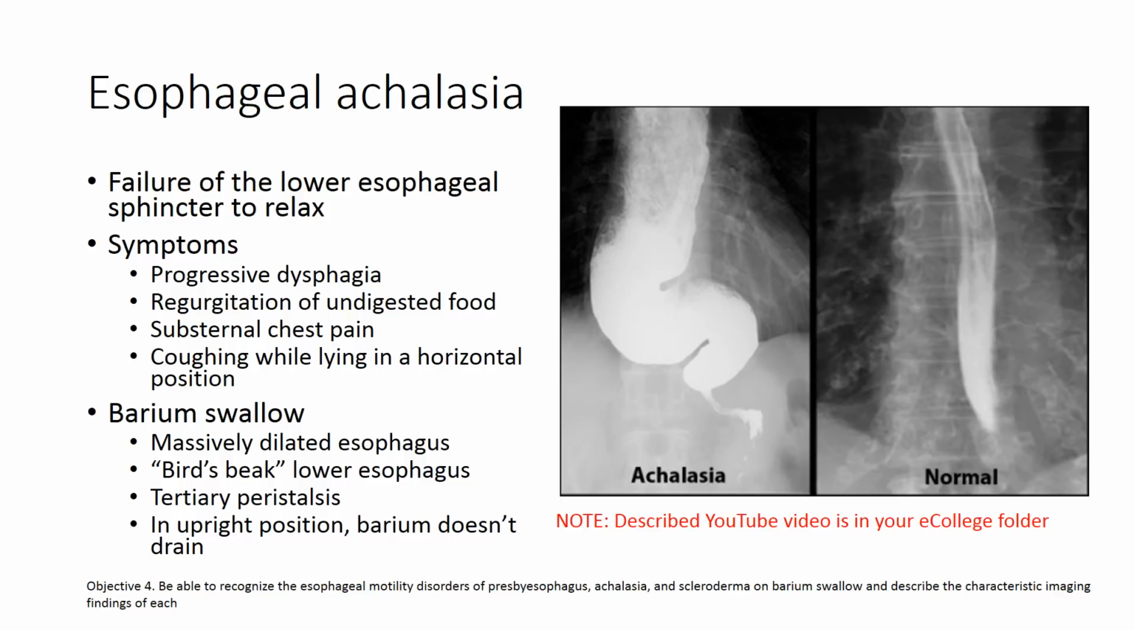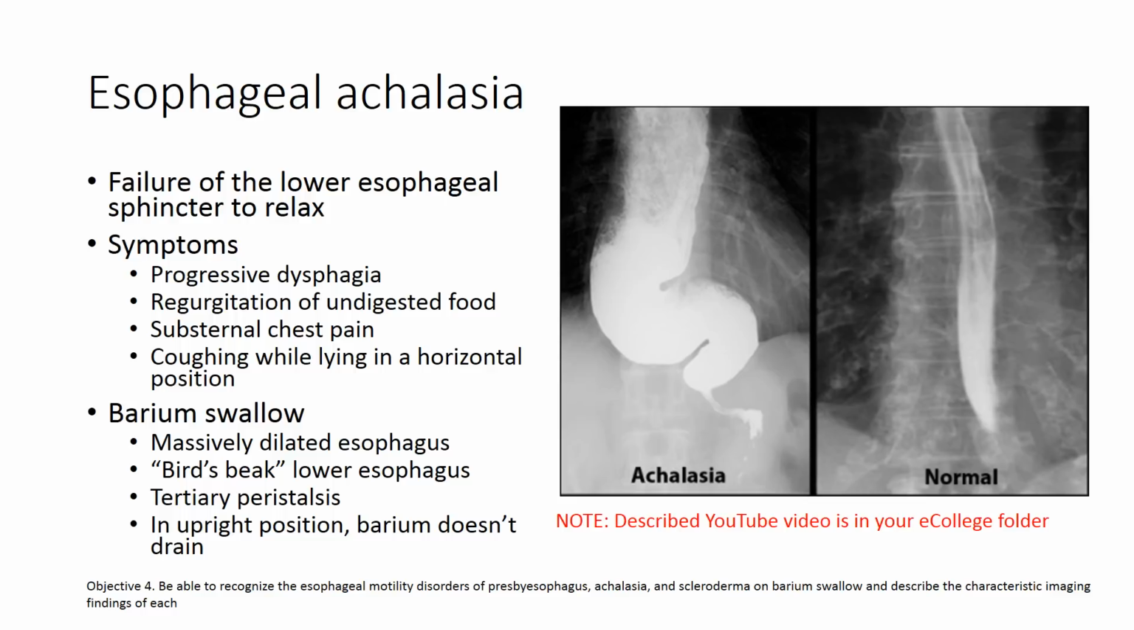So some of the symptoms of achalasia include progressive dysphagia. The patients may have substernal chest pain. Because this food sits in the esophagus and doesn't go into the stomach, they may have regurgitation of undigested food hours later, and significantly, they can have aspiration.